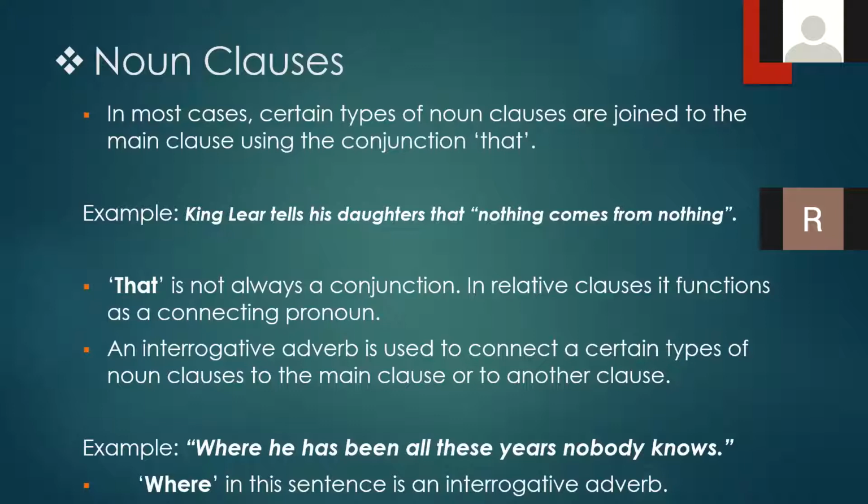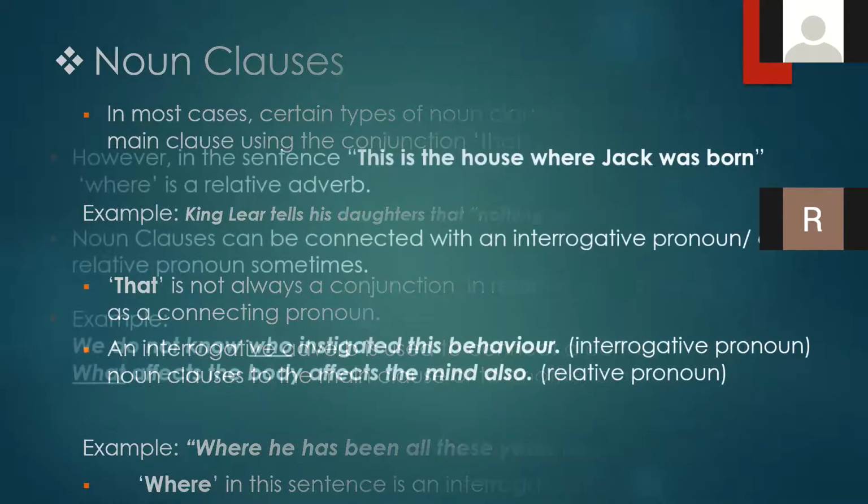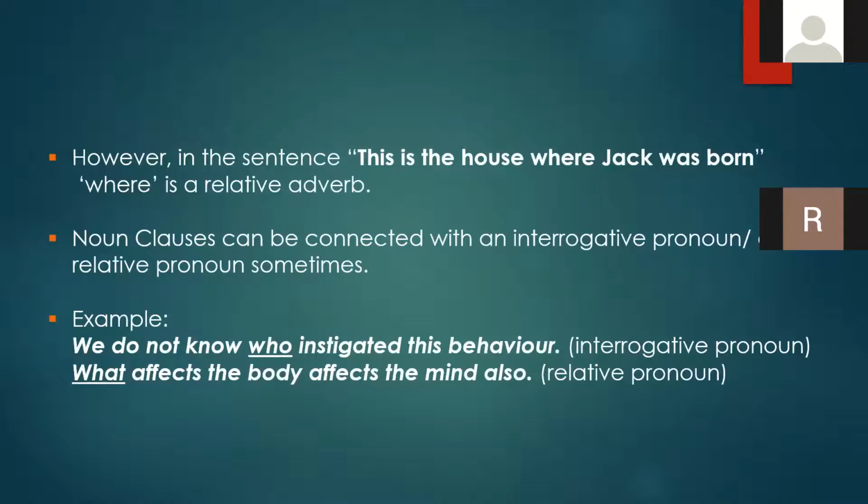So, in this particular statement, where is the interrogative adverb? As in this particular statement, where is used in order to make the question sound more specific. Now, the next topic is, however, in this particular sentence, this is the house where Jack was born, where is used as a relative adverb. So just as that is not always used as a conjunction, where can also not be used always as a conjunction. In particular cases, it can also be used as a relative adverb.